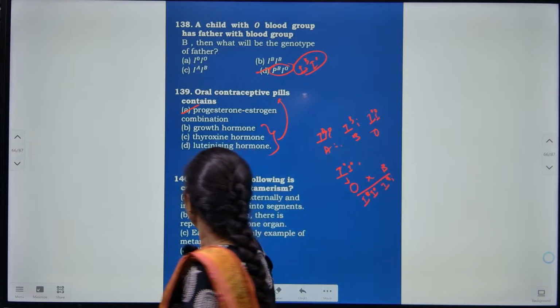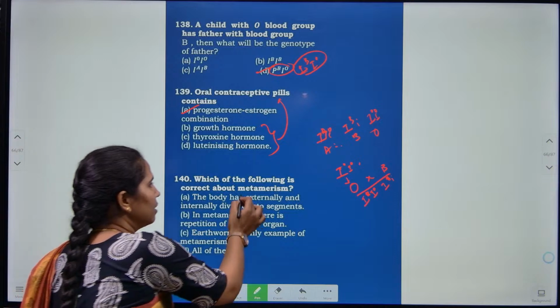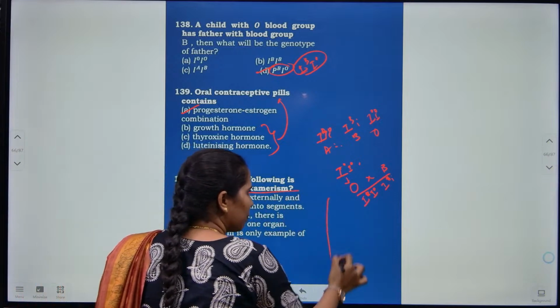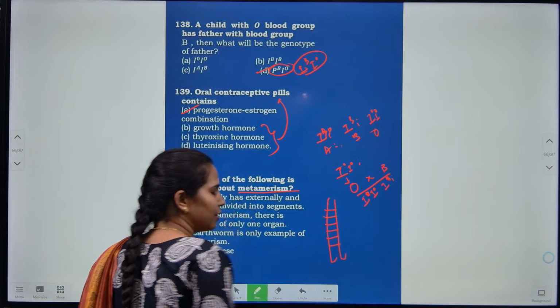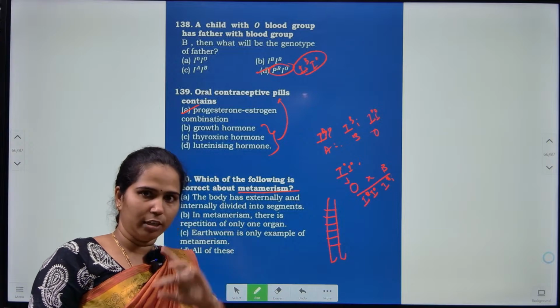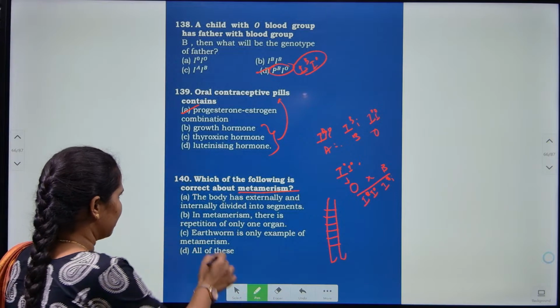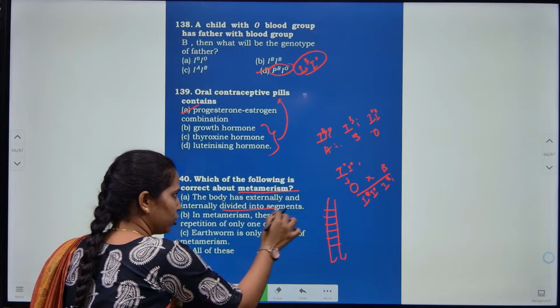Next, which of the following is correct about the metamerism? You know that if a body is segmented, metamerically means if the body contains segments, then that is called a segmented body. Then the segments are present both internal as well as external here. So the body is externally as well as internally divided into the segments.